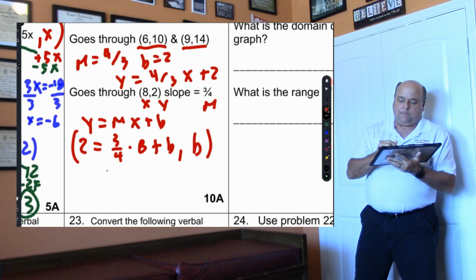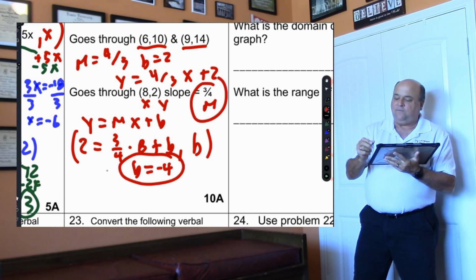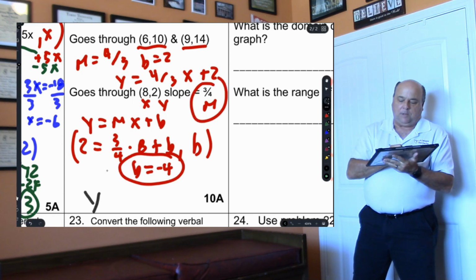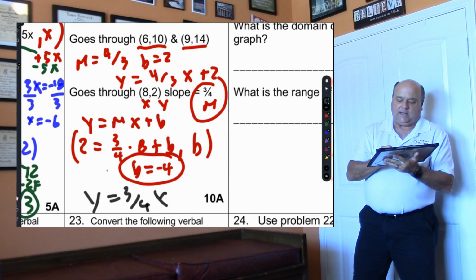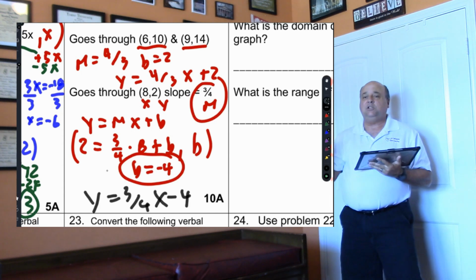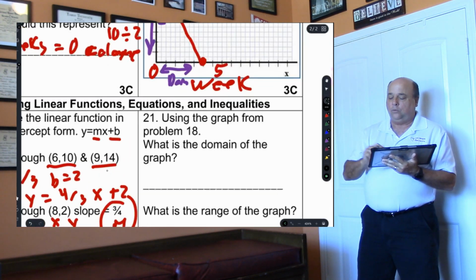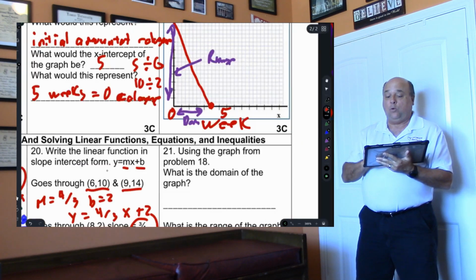So I'm going to go back to my paper, and my B is equal to -4. My M is 3/4. My equation would be y equals 3 over 4x minus 4. That's the function rule that would generate the ordered pairs.